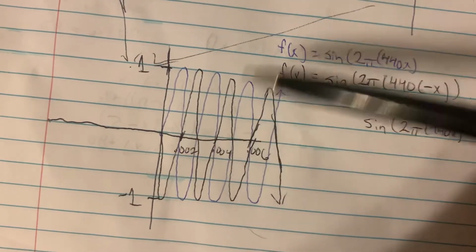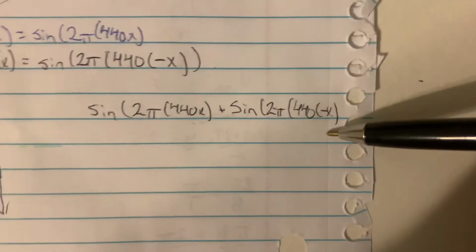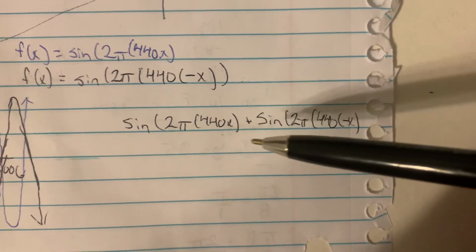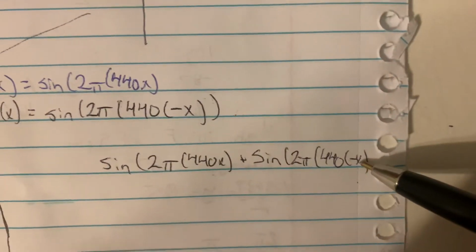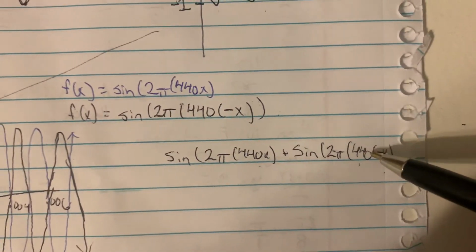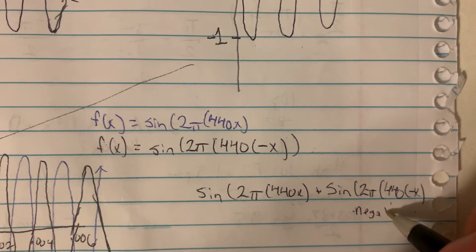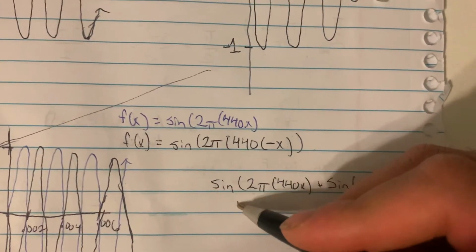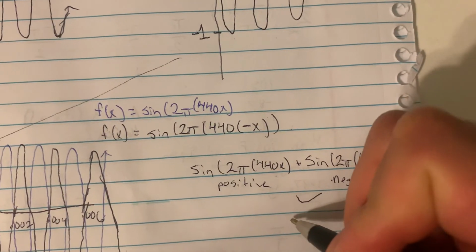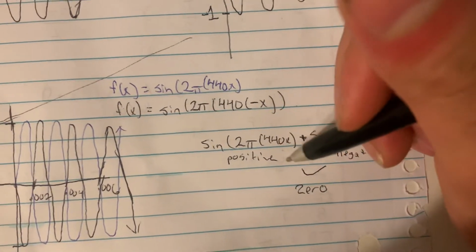All right, so why is this important? Let's say we added these two together. Let's say we put 1 here. So we took just 2 pi times 440x, and we take this negative 1 times 440, we're taking this negative. Basically this is negative here, and it's positive. If we add these two together, they should cancel out.